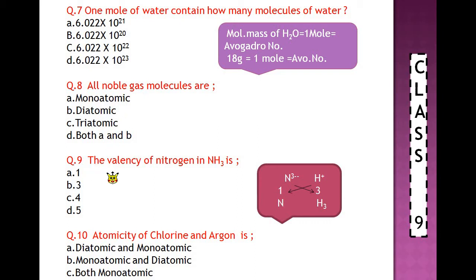Come on to question number 9. The valency of nitrogen in NH3 is. Options are A 1, B 3, C 4 and D 5. So the correct answer of this is 3. Let's see how. When we form any compound, we need ions. So this is the cation and this is the nitrogen anion. Now you know that the valency of nitrogen is 3 negative and the valency of hydrogen is H positive, means 1. So let's cross the valencies.